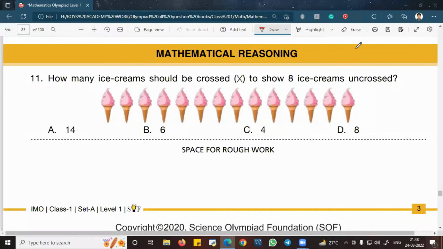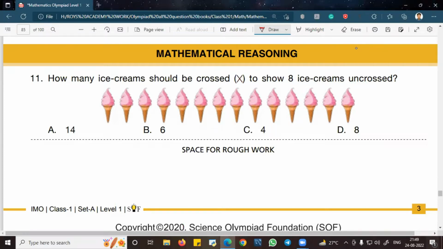Recording in progress. Hello dear student, welcome to our second session. So guys, last day I discussed the logical reasoning section with you. Today I will discuss the 2090 math set 1 mathematical reasoning questions. Okay, so let's start from question number 11.